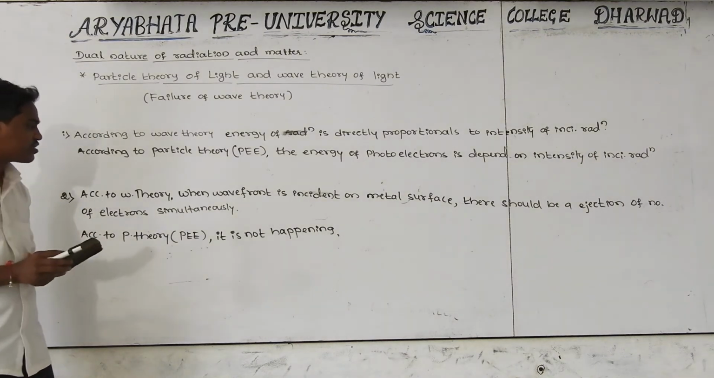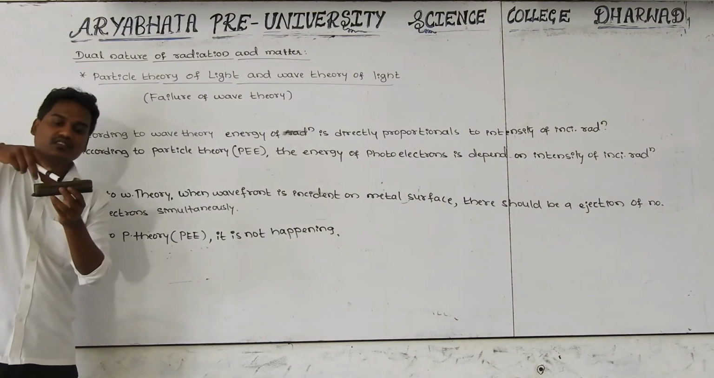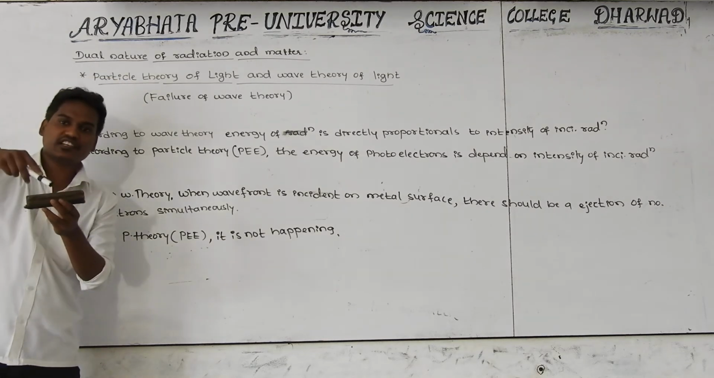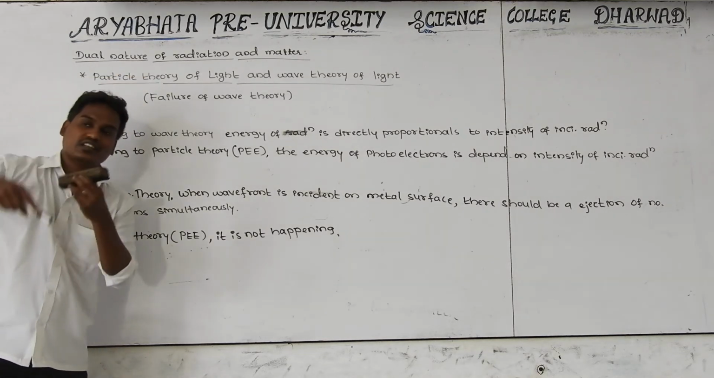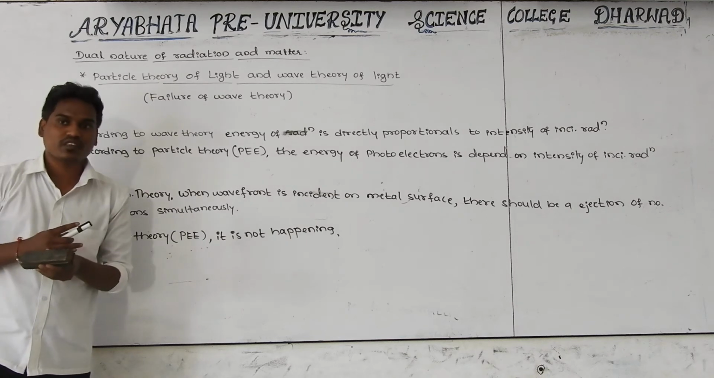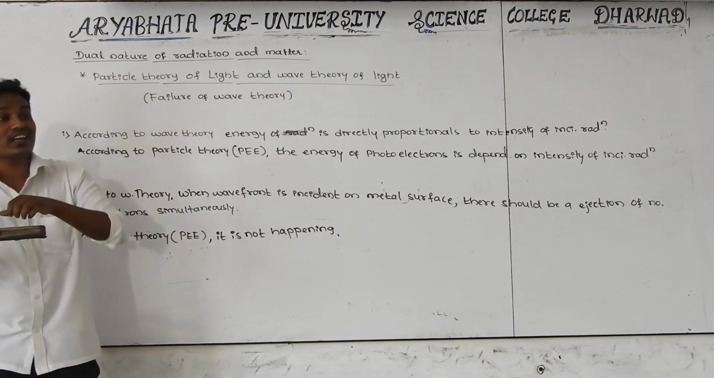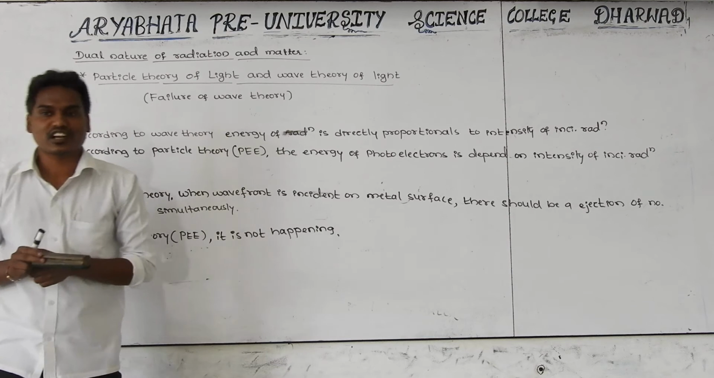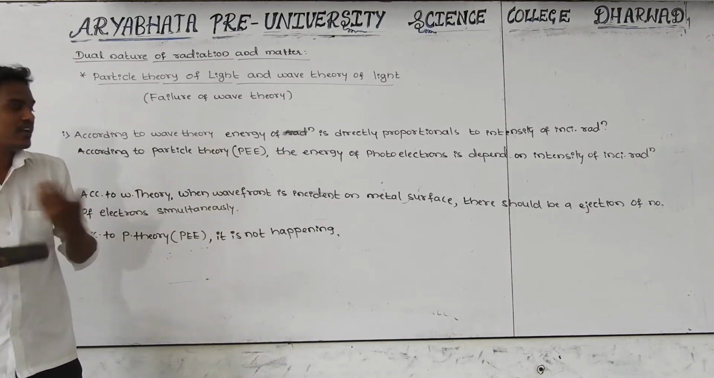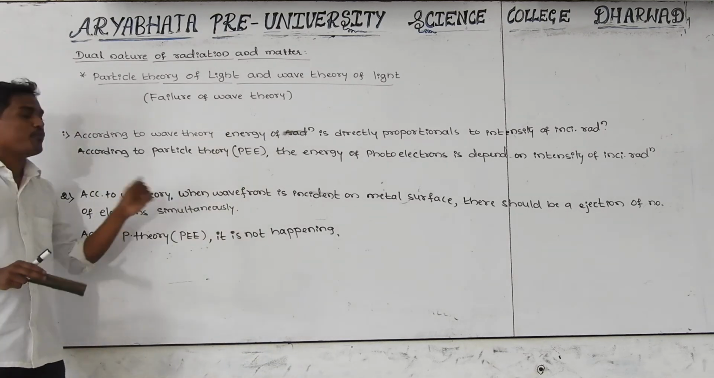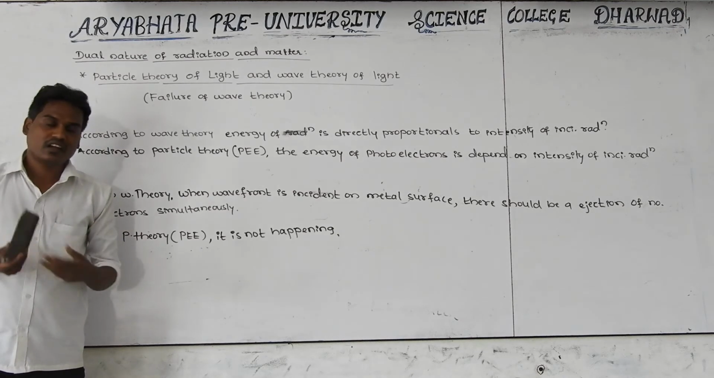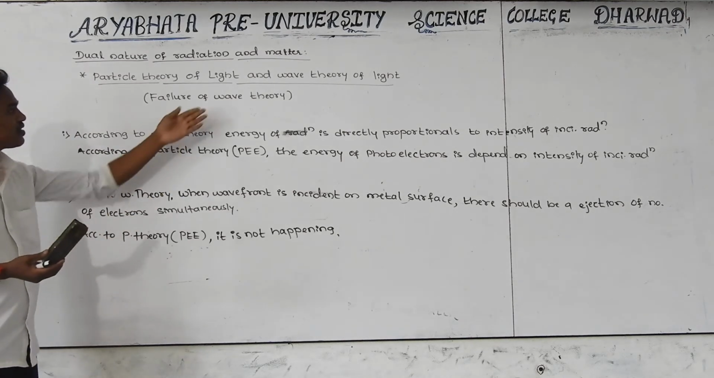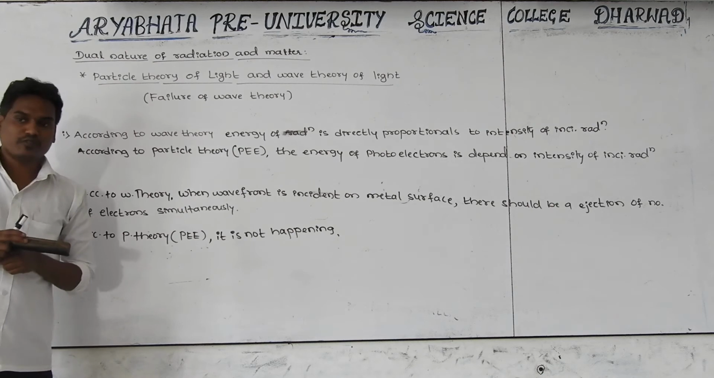But in this case also, one radiation emits one electron, another radiation emits another electron. This is why it is happening so. Why are the electrons not emitted simultaneously from the metal surface in the photoelectric experiment? That cannot be explained by the wave theory of light. Again, in the second reason also, this is the failure of wave theory.